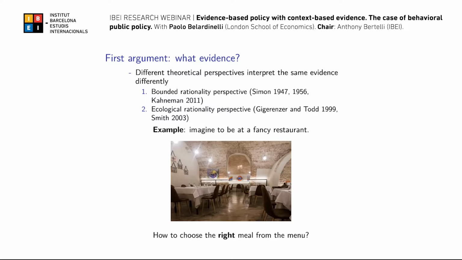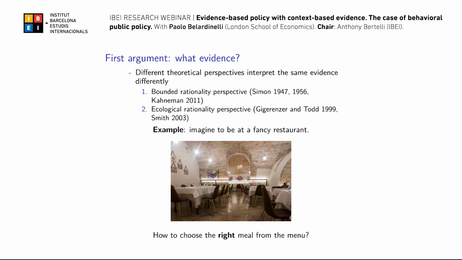According to simple heuristics, actually, we might make decisions differently. So we don't even look at the menu. We might, for example, always go for the same option. Or we might choose something that has been chosen by our friend. We might ask the waiter, what is the best meal? So these are heuristics to make decisions. And according to ecological rationality, these are efficient, these are good heuristics.